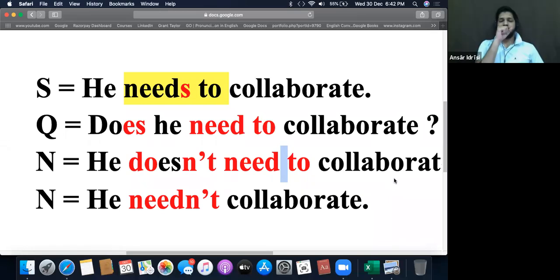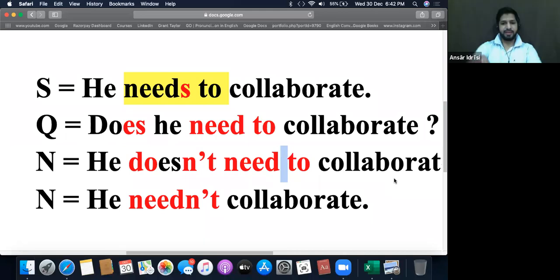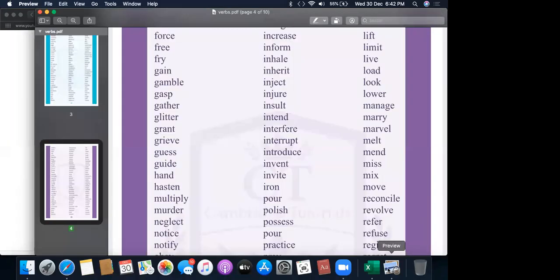Correct. A project or the project? The project. Correct. It needs to keep clean. Does it need to keep clean? It doesn't need to keep clean. Good. Next. It needs to fly. Sorry, does it need to fly? It doesn't need to fly.